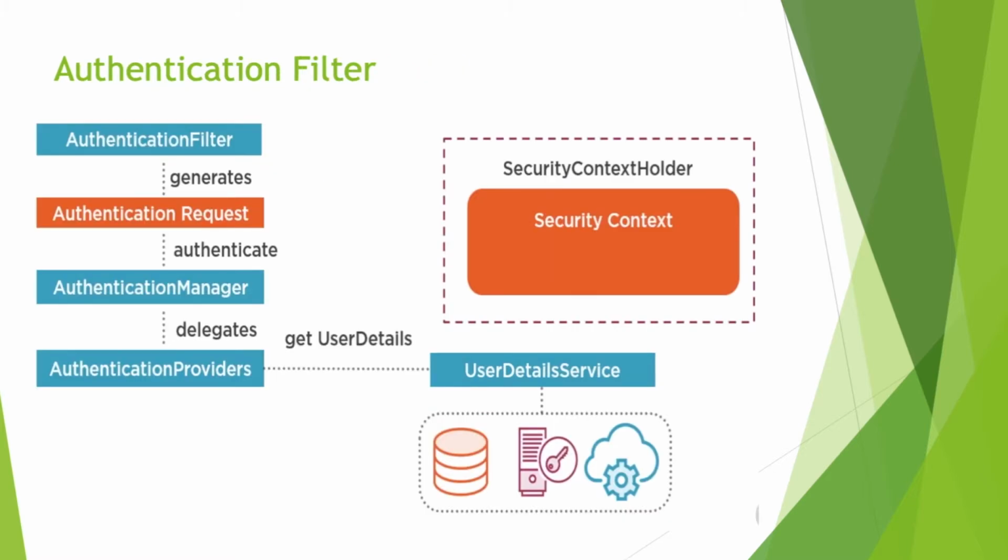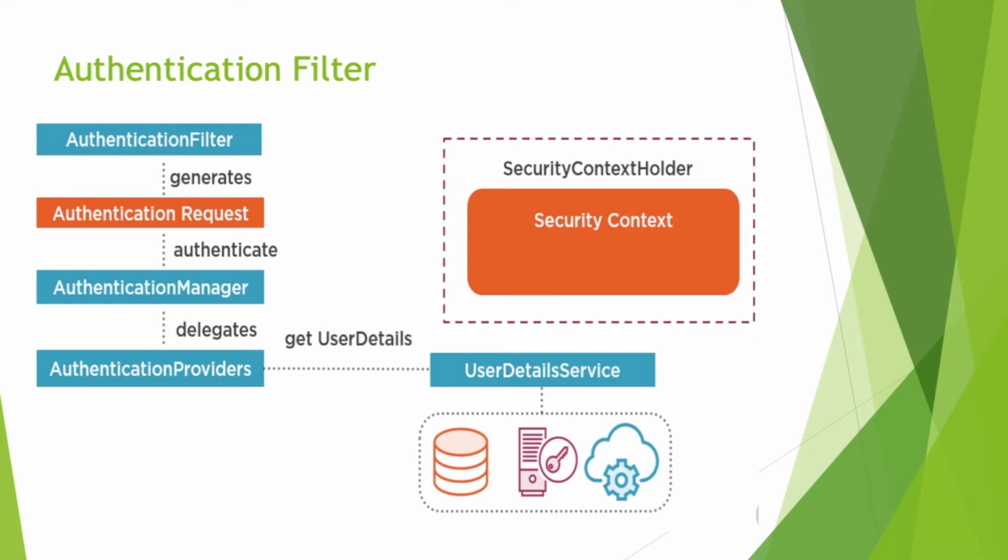Now, one specific filter that I want to look at more closely is the authentication filter, which is where the request gets authenticated. When the request first comes into this filter, the filter generates an authentication type object called the authentication request. The authentication request then gets passed on to another object called the authentication manager. The authentication manager delegates to yet another object called the authentication provider, which makes use of a service to fetch the credentials for authenticating the request from your identity store.